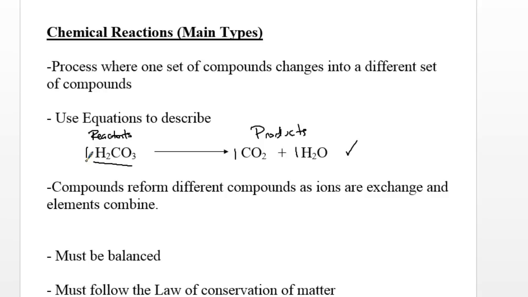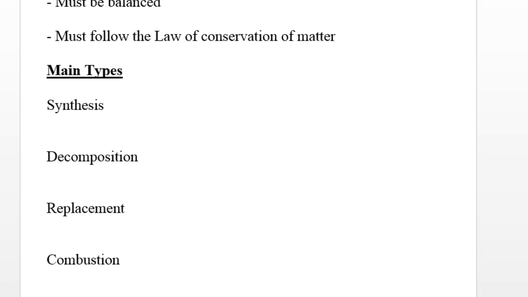And then with these, we just have to realize that there are different types of reactions, and we can look and see what's happening with each one and say that's this type of reaction. That also helps us: if we know what the reactants are, can we predict what the products are going to be? And we can, and we're going to learn how to do that. So if we continue on here, there are some main types: synthesis, decomposition, replacement, and combustion.